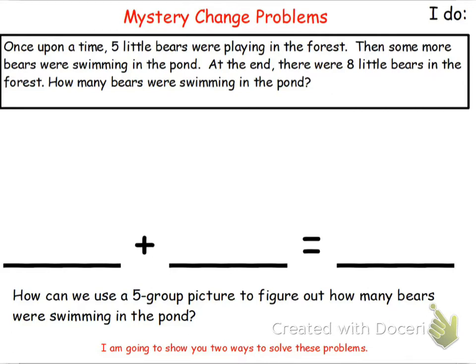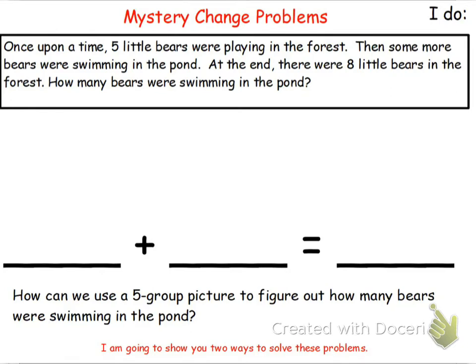With these type of word problems, there are 2 different ways that you can solve it. I'm going to show you both ways. You only have to choose one. Remember, this is an I do, which means that I'm going to do it on my own. That means I just want you to watch how I solve it. So now I'm going to read it. Remember, I'm going to read it more than once.